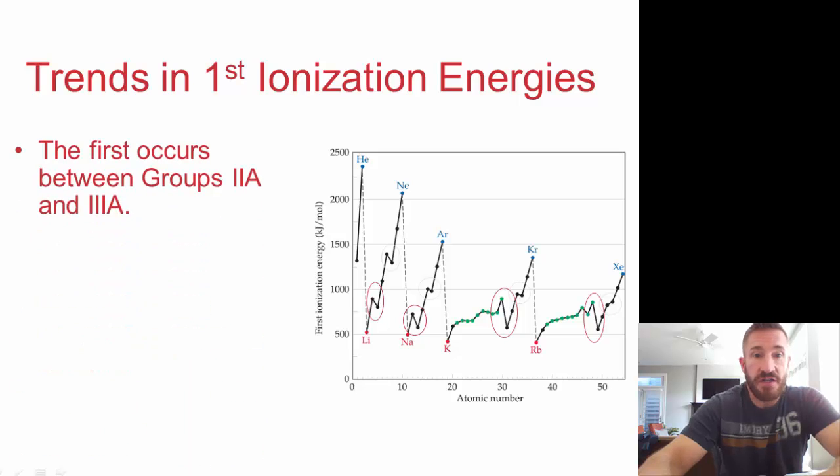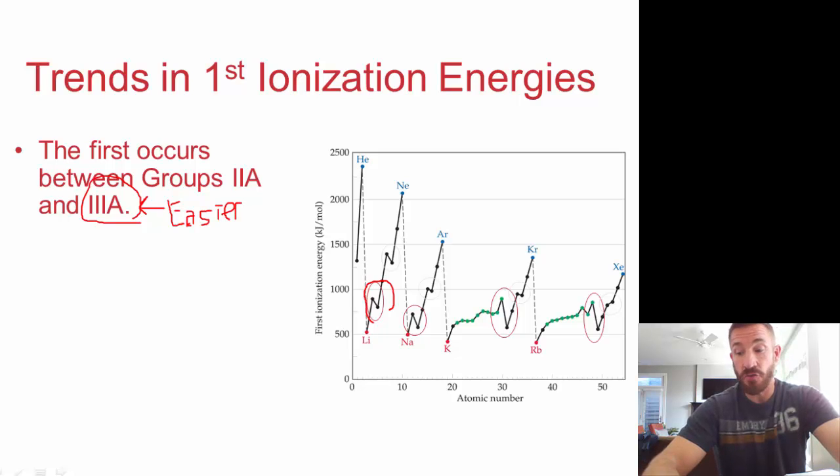Now the first discontinuity is between groups 2A and 3A, and you see that here with beryllium and boron. Generally it's more difficult as you go to the right, but with 3A it's actually easier. So why does this trend not work for 3A? It's easier for 3A than it is for 2A.